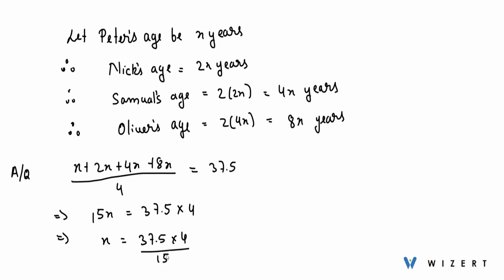Let's use the calculator to solve this question. So 37.5 multiplied by 4 divided by 15 is equal to 10. So the value of x is 10.